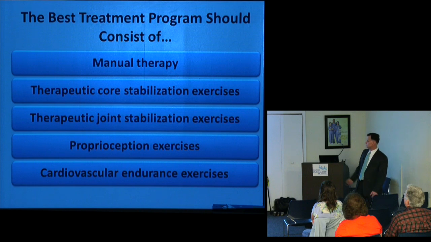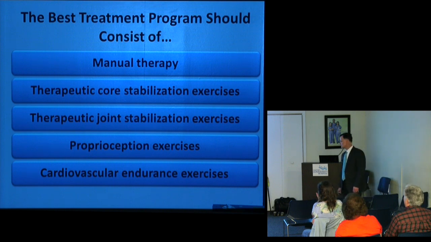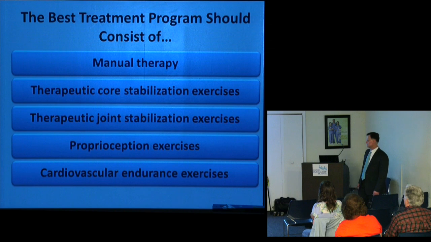The best treatment options, as we just talked about, are manual therapy, therapeutic core stabilization exercises, therapeutic joint stabilization exercises, proprioception exercises, and cardiovascular endurance exercises.